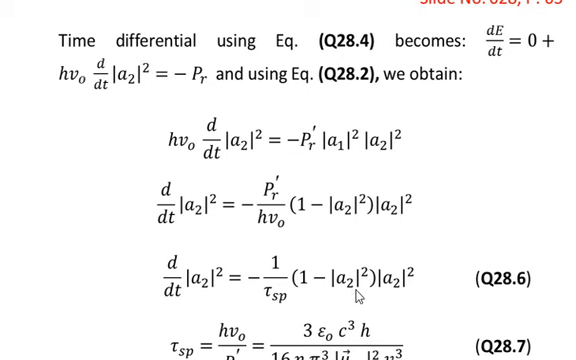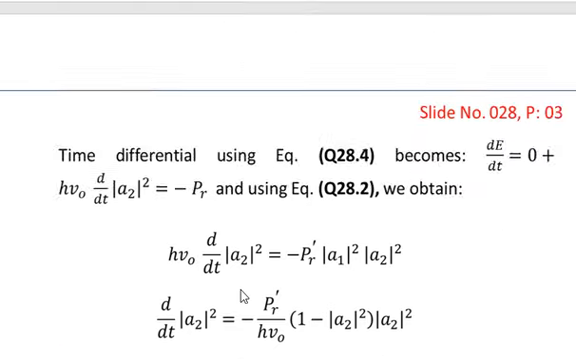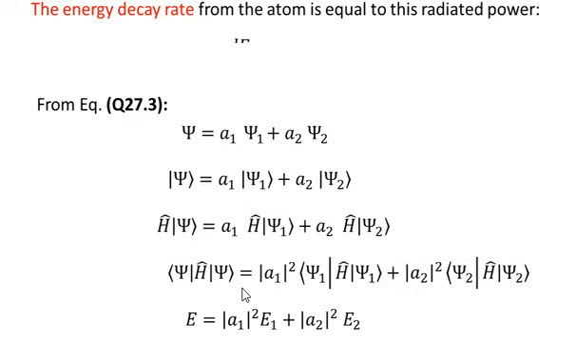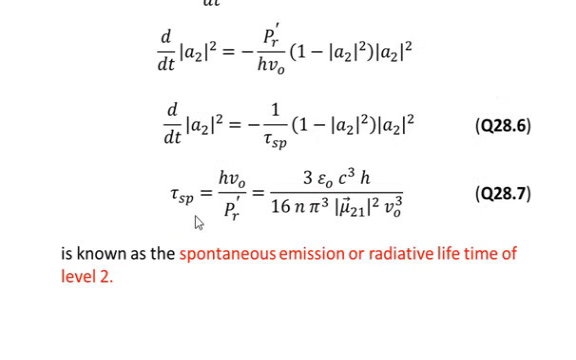So I have all the terms in terms of |A2|^2, and this tau sp was substituted by tau sp is equal to h nu naught over PR prime, and substituting the value of PR prime from this expression, that is from 28.3 over here. Then we have the total expression for tau sp is equal to h nu naught over PR prime is equal to 3 epsilon naught c to the power 3 h divided by 16 into n into pi to the power 3, and then |mu 21|^2 and nu naught cubed.